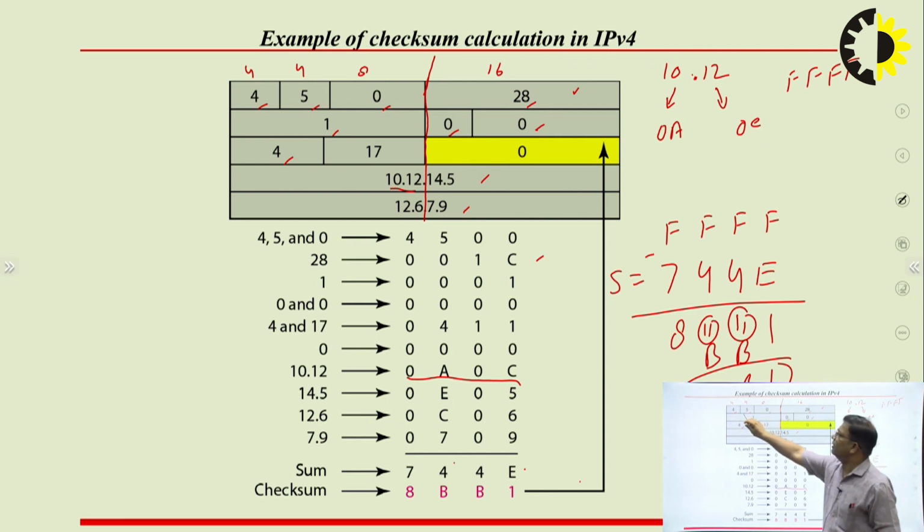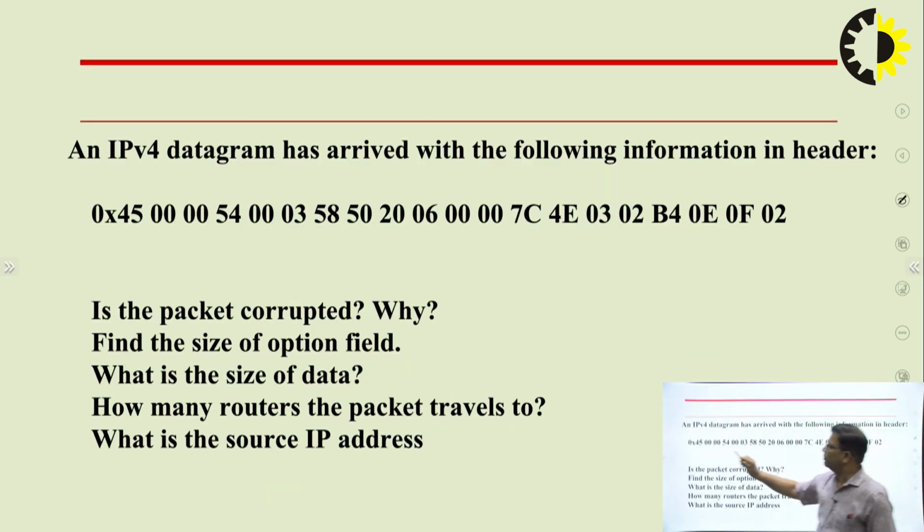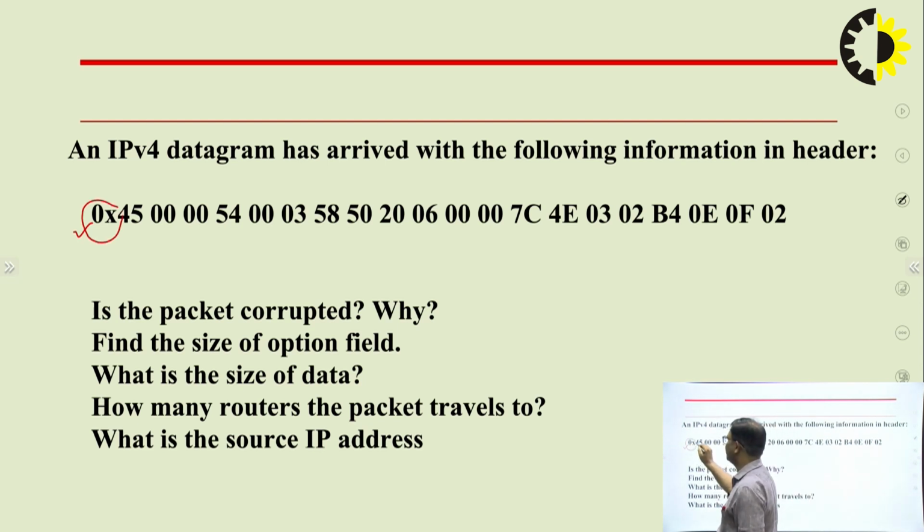This is the header. This is the version field. This is the HLN field. This is the total length field. So, we can write it in this way. This is the hexadecimal representation: 45000054 and so on.